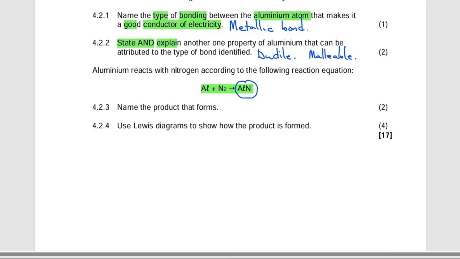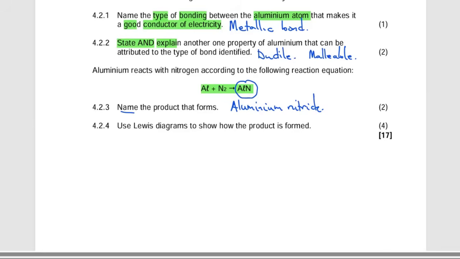So this one is going to be our aluminium nitride. So that's our answer there. If we write AlN there, you are going to forfeit your marks because we needed the name there, right?